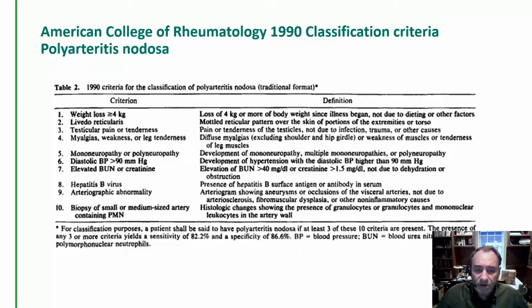Polyarteritis nodosa was one of them. These were all published in Arthritis and Rheumatism. So there were 10 items here. I'm not going to list through all of them, but a number of them you recognize. One important factor, hepatitis B was getting recognized as a probable pathologic factor within polyarteritis nodosa's development. Livedo, weight loss, testicular pain, myalgias and weakness, and then the role of biopsies. So if you look at these 10 items in 1990, for classification purposes, a patient shall be said to have PAN if they had at least 3 of these 10 criteria.